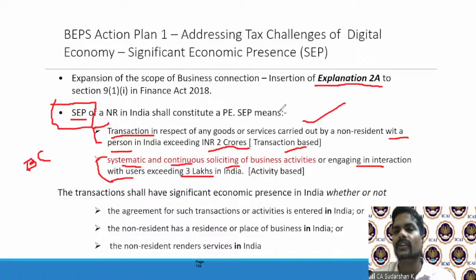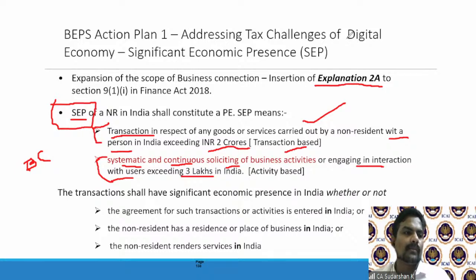Therefore, none of the non-residents are ready to pay tax in India, because they say, I do not have a permanent establishment in India. I am not doing business in India. I am only doing business with India. So that's why India had to introduce something called the Equalization Levy. With this, I will stop.